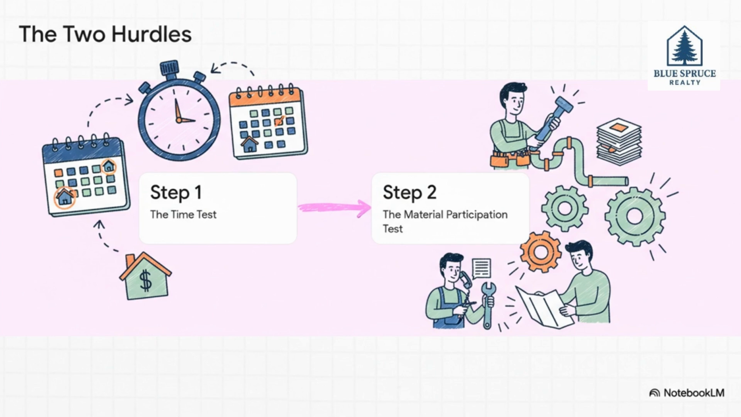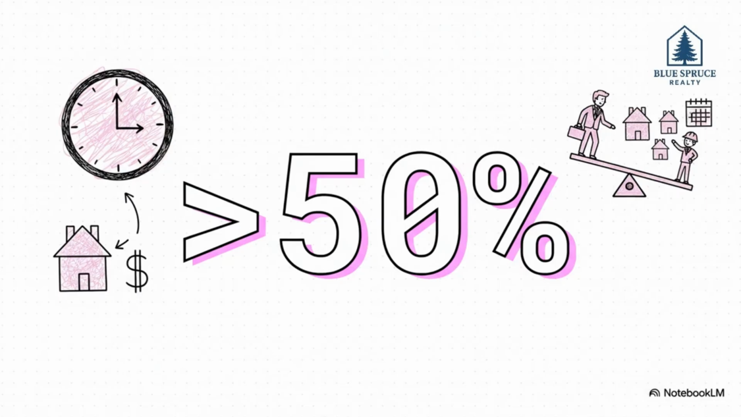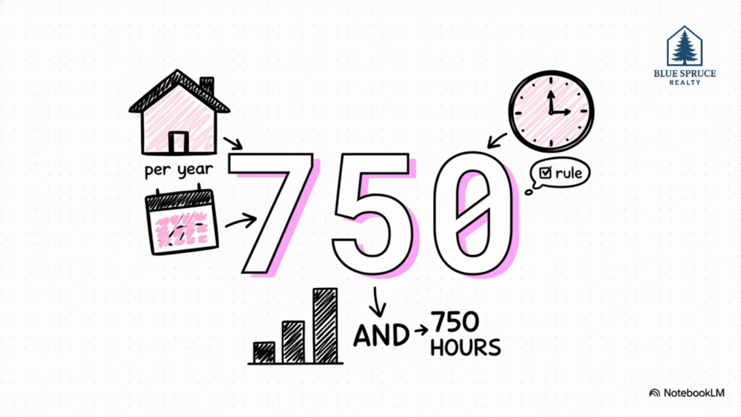Let's tackle that time test first. Now, the first part of this time test is the big one. More than half, so over 50%, of all the time you spend working during the entire year has to be in real estate. This is why if you have a really demanding full-time job as, say, a doctor or a lawyer, this test right here is often the hardest one to pass. And the second part is just a hard number.